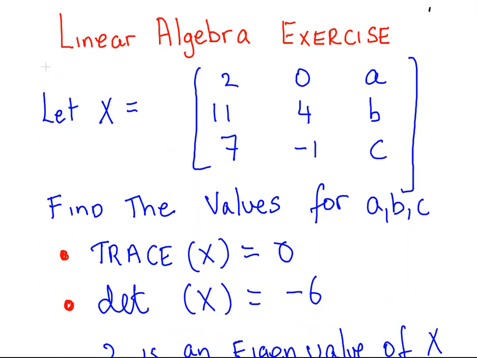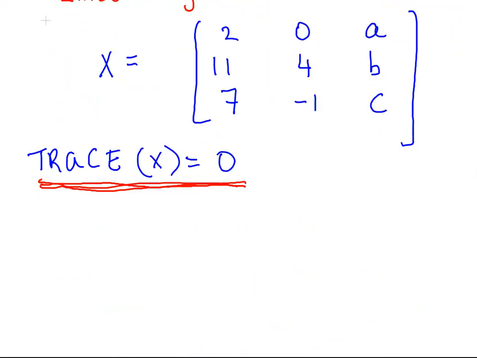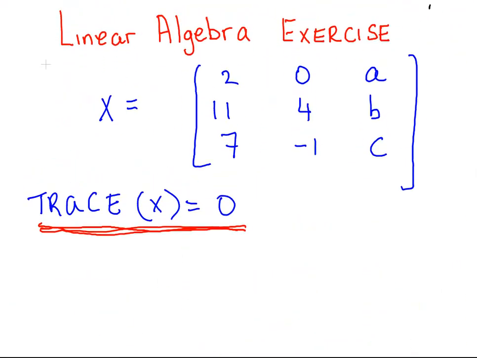So let's scroll down here. I've actually accidentally duplicated a couple of pages. There we go. So trace of X is equal to 0. So what does that mean? Well, this is the diagonal elements of X. Okay, so we have 2, 4, and C. The trace is the sum of those. So 2 plus 4 plus C is equal to 0.